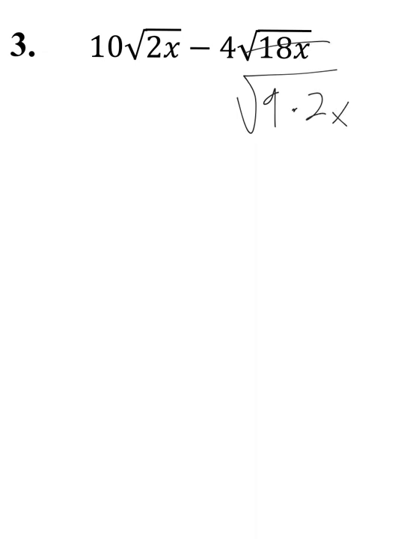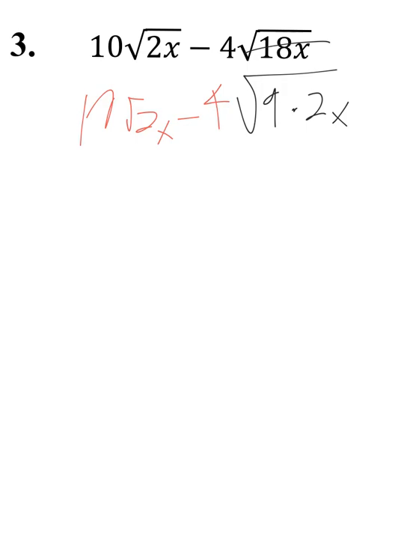But also think of it like this. 2x can't simplify. 18x is a bigger number, so it can probably simplify. So just do, what's 18x divided by 2x? That would leave behind a 9. And so when you split it up, that's how you know how to split it up. Bring everything else down. So 10 square root 2x minus 4 times square root of 9.